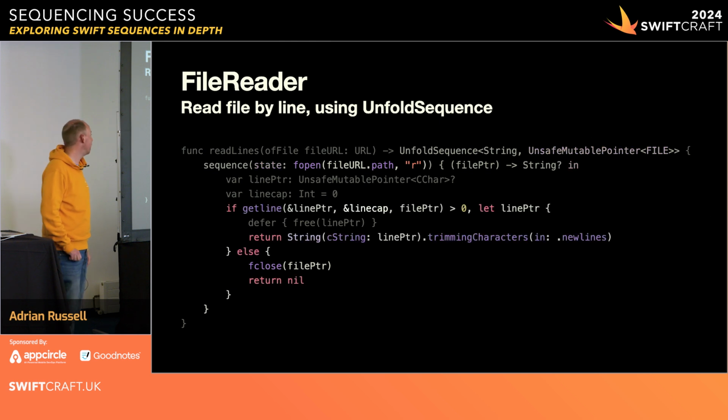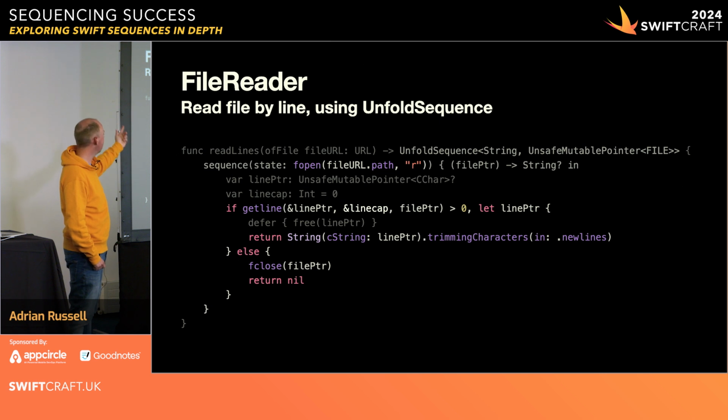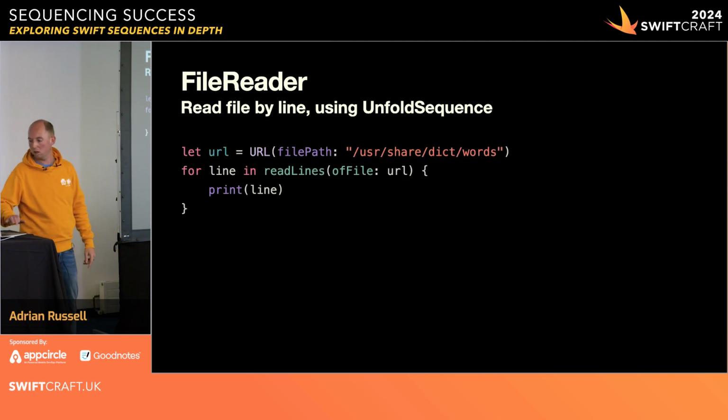And then we've got our code that reads our line. So you see, if our get line actually contains contents, we make a new string from that C string, trim the end lines off it, and we return it. If not, we close the file, and that's it. And now we have our sequence, and we can consume that sequence as we want.